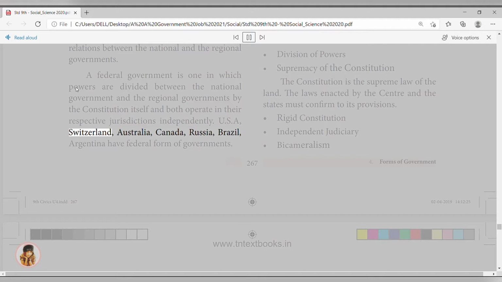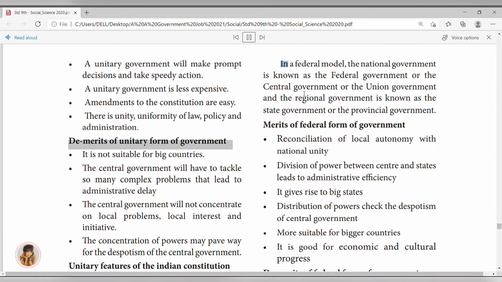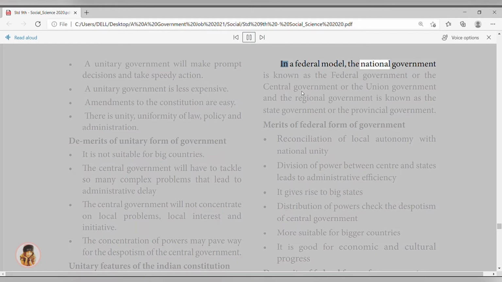U.S.A., Switzerland, Australia, Canada, Russia, Brazil, Argentina have federal form of governments. In a federal model, the national government is known as the federal government, or the central government, or the union government, and the regional government is known as the state government, or the provincial government.